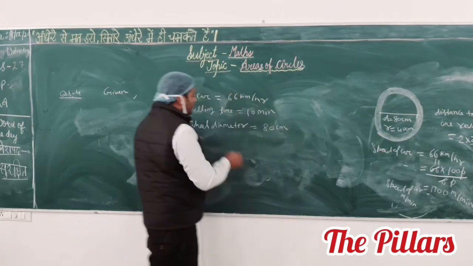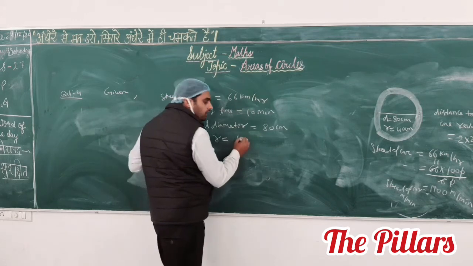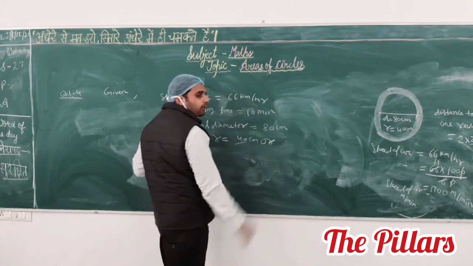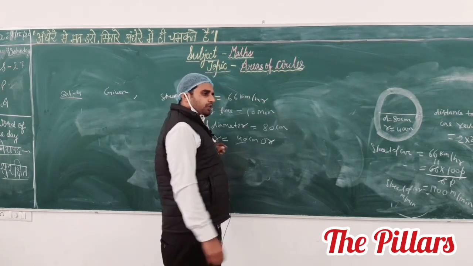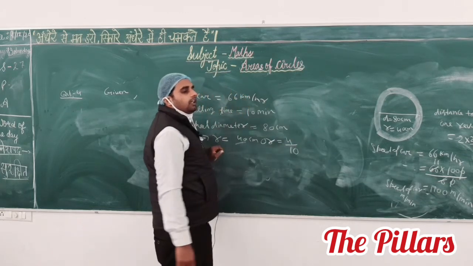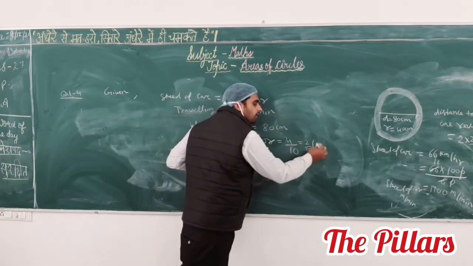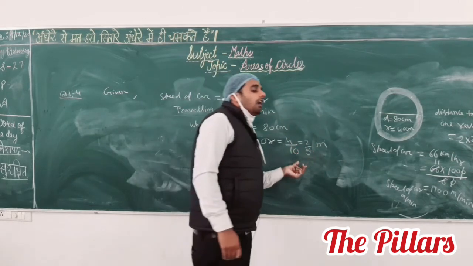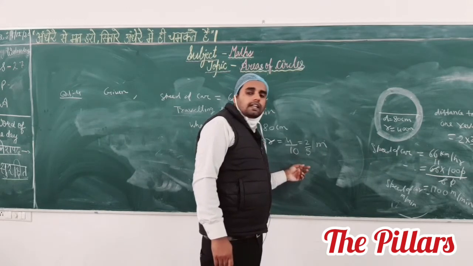This implies that the radius of the wheel is 40 centimeters. If we want to convert this into meters, then 40 divided by 100 equals 4 by 10, or 2 by 5 meter. This is the radius of the wheel.